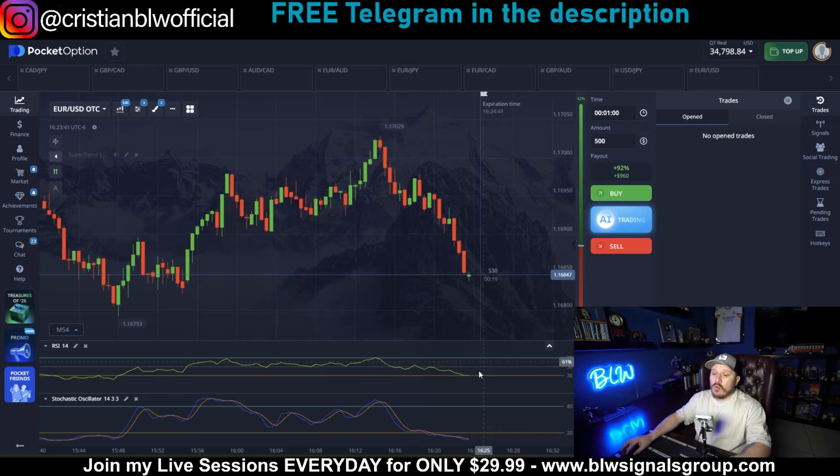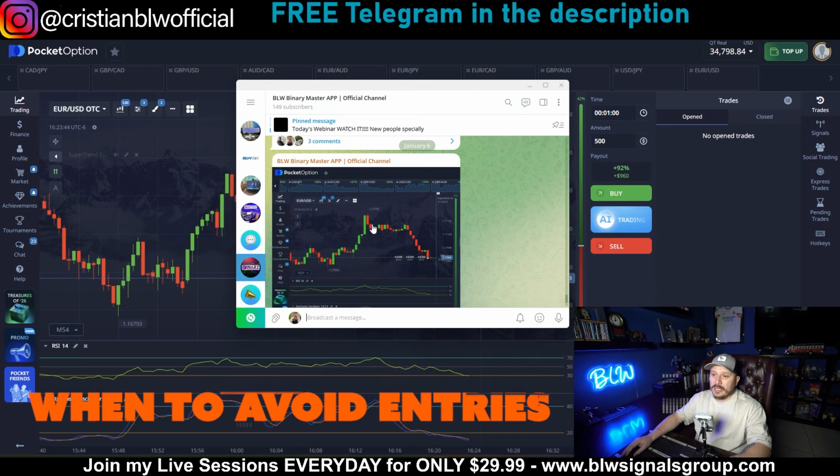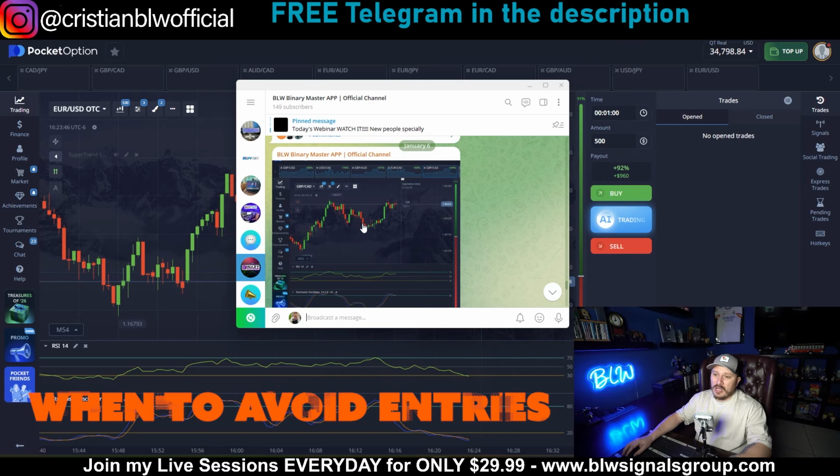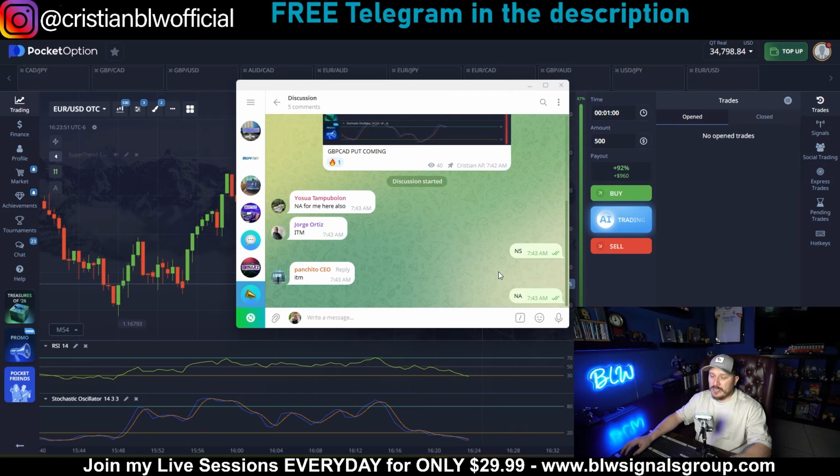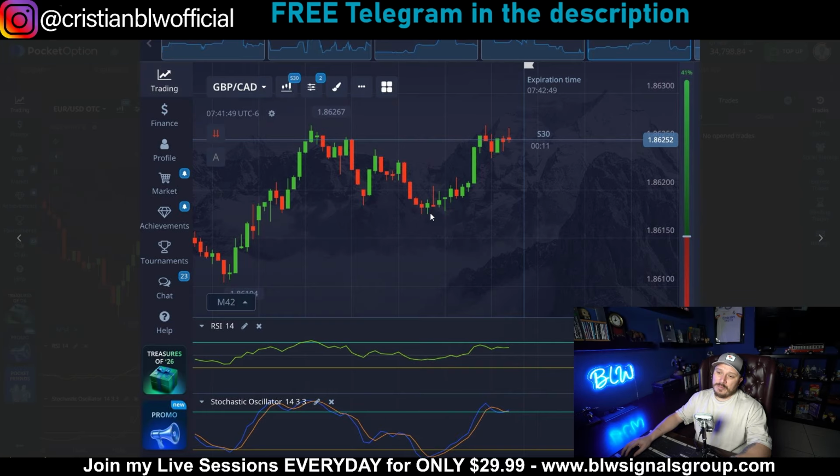Now let's go ahead and talk about what trades you should avoid. As you can see, we have a lot of not applicables. This one right here is not applicable. So I sent GBP CAD put coming. You're not supposed to enter if the 70 RSI is not reached. There are some moments when the RSI is almost reached, but the stochastic is in an amazing position to put, and then you enter. But if it's not being reached and the stochastic is not in a position this clear for a drop, you're not supposed to enter.